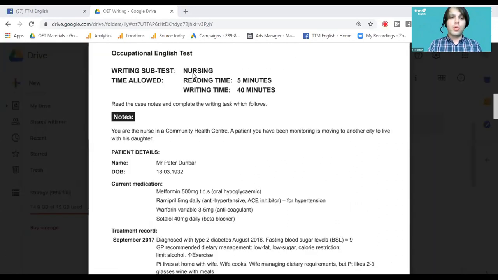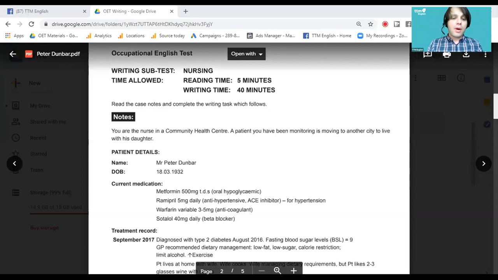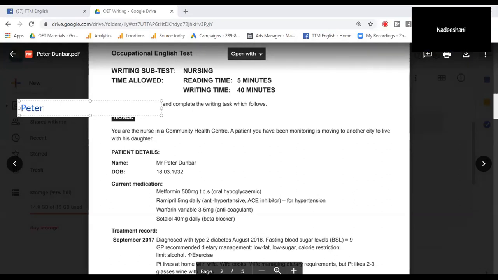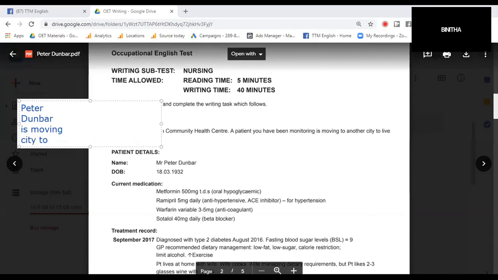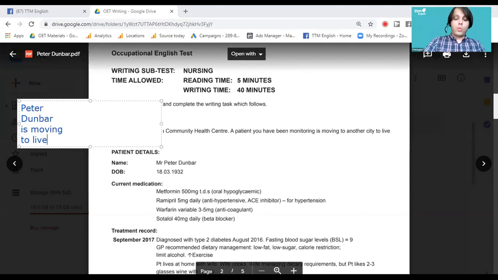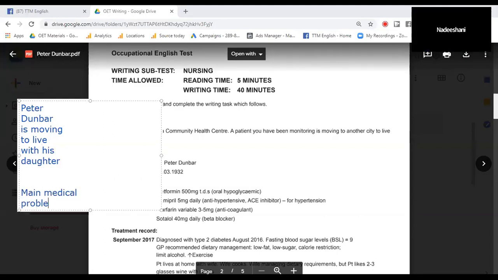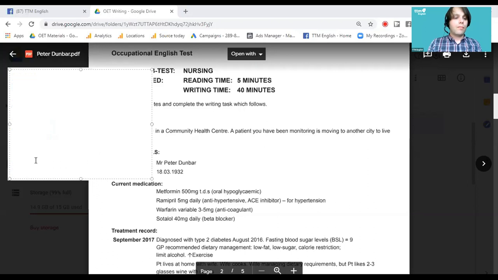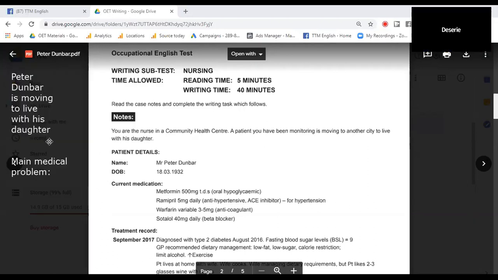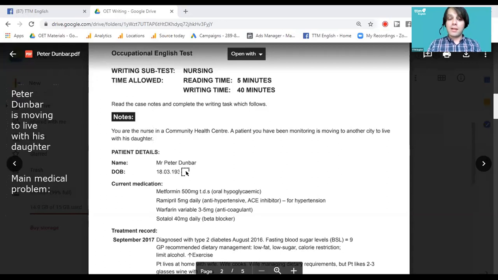I'm just going to tell you the situation quickly. All right? Peter Dunbar is transferring. Where's he going? To live with his daughter. So he's moving city. Moving to Sindhravilli. To live, I'll just put to live with his daughter. Does anyone know what his main medical problem is? Diabetes. He's a diabetic. Type 2 diabetic patient. And is he compliant? No, he's a non-compliant diabetic patient. His wife died and he's become non-compliant, and that's why he's going to live with his daughter. She's going to try and take care of him, okay?